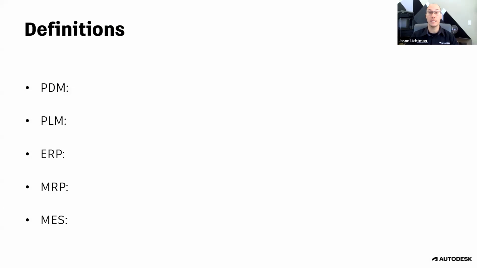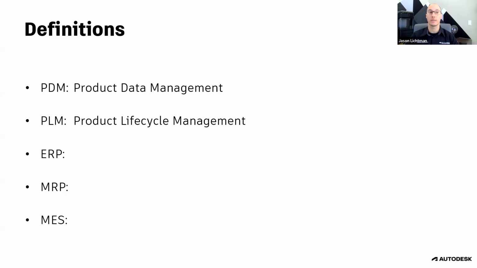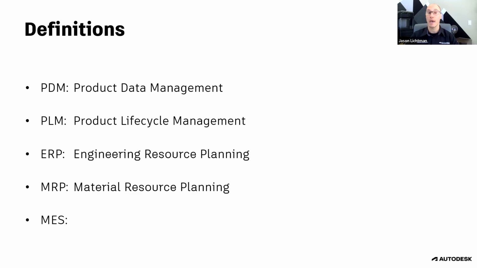The first one is going to be PDM. PDM stands for Product Data Management. And you're going to see in a lot more detail in a few moments what that really means. But just know that PDM is Product Data Management. PLM is going to be Product Lifecycle Management. Again, we're going to uncover what that really means in just a few minutes. ERP is Engineering Resource Planning. MRP is Material Resource Planning. And lastly on the list for today, MES is Manufacturing Execution System. But like I said, we need to dive deeper to really understand what they mean and how they affect your business.